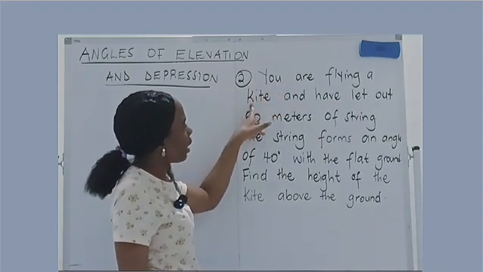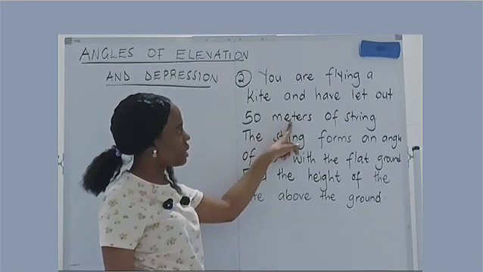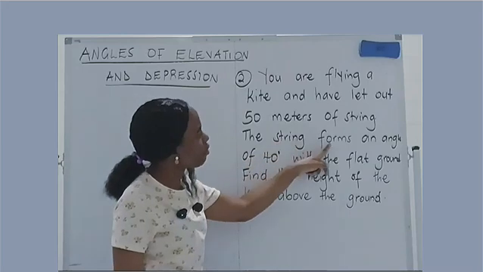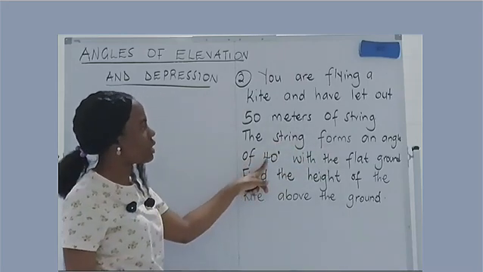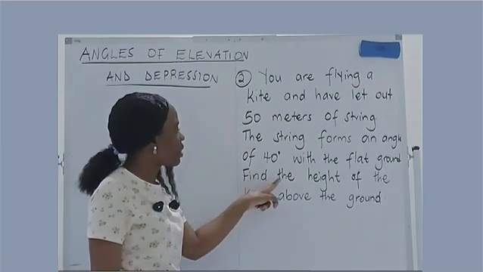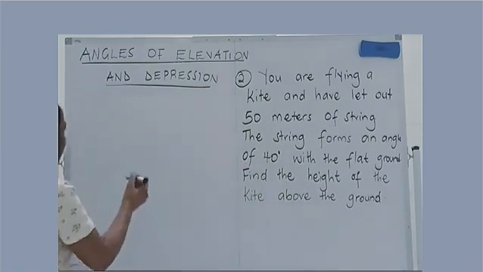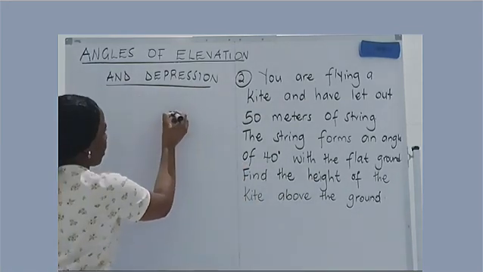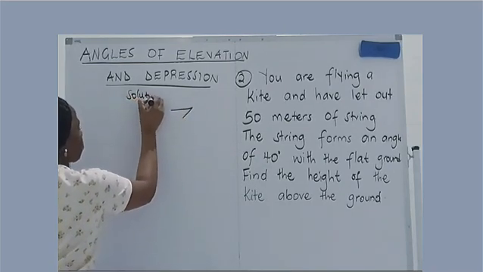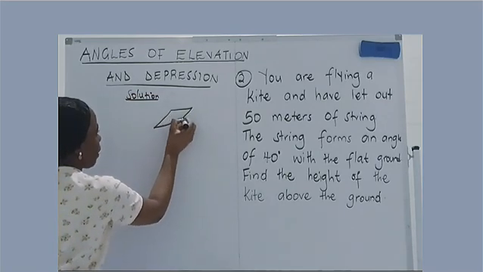You are flying a kite and have let out 50 meters of string. The string forms an angle of 40 degrees with the flat ground. Find the height of the kite above the ground. Now, this is our kite. In our solution, this is our kite.